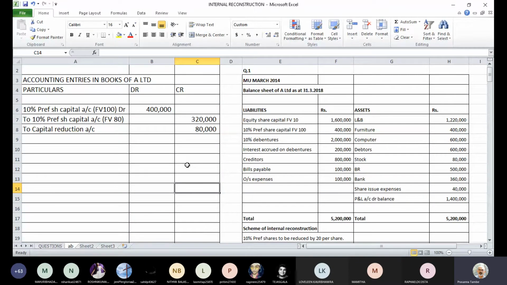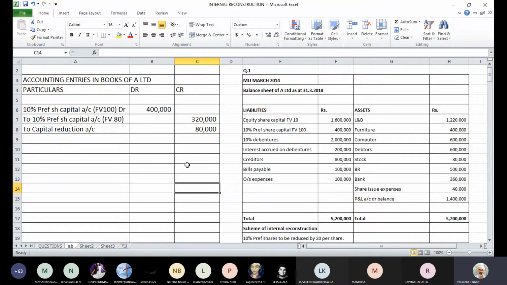So this is how the entry will be passed. We'll debit preference capital for 4 lakh rupees. That is the original share capital at 4 lakh rupees. Then to 10% preference capital, face value 80. Now if you see the number of shares, 4 lakhs divided by 100 rupees, we have 4,000 shares. So 4,000 shares into 80 rupees per share will be 3,20,000. And 4,000 shares into 20 rupees per share will be credited to capital reduction account. So that amount will be credited to capital reduction account, 80,000 rupees.